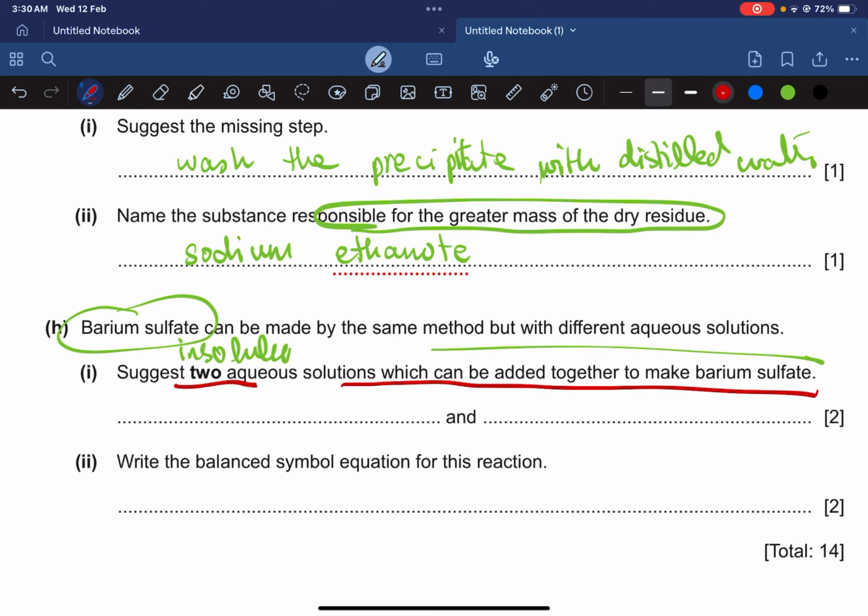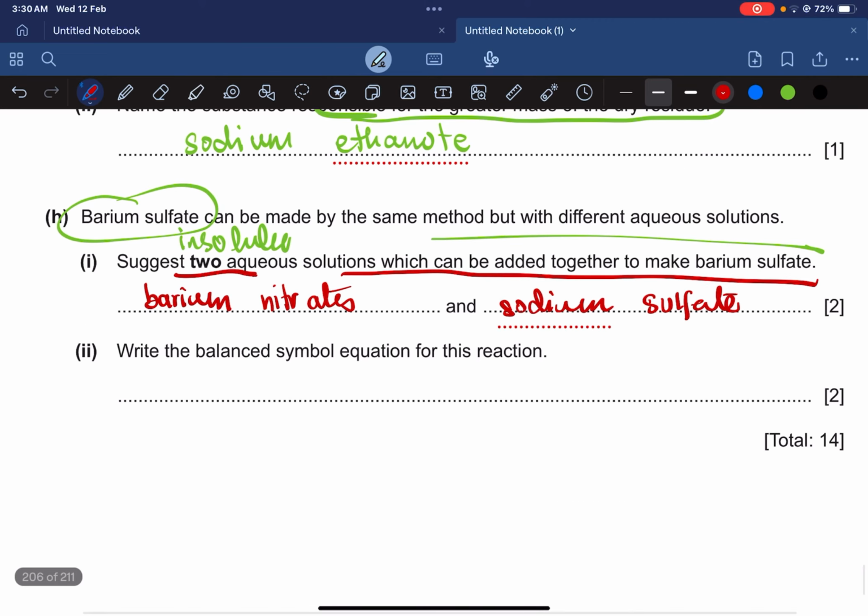So one you can take is barium nitrate, that is also soluble because all nitrates are soluble. Another you can take is sodium sulfate because all sodium salts are also soluble. Next is write a balanced symbol equation for this reaction.